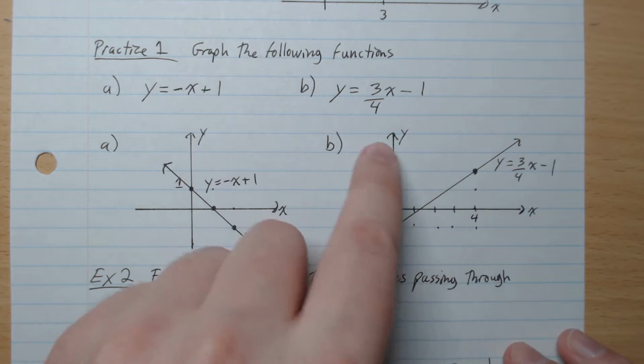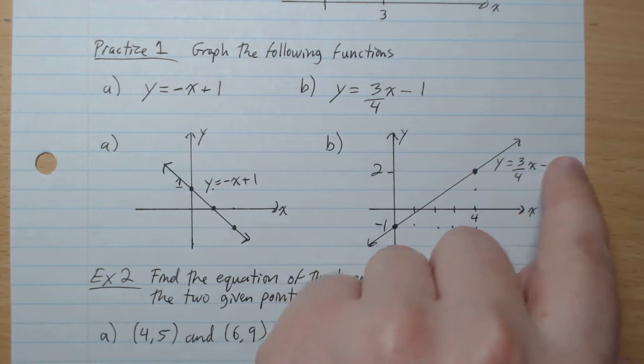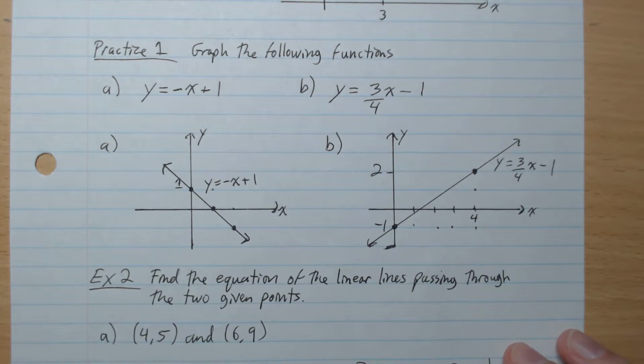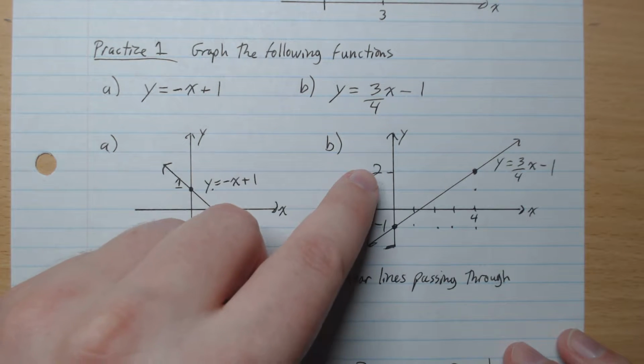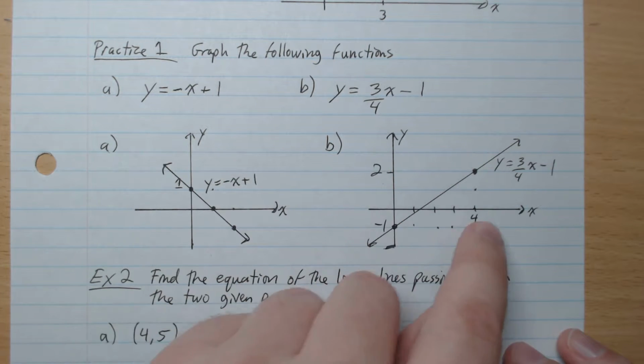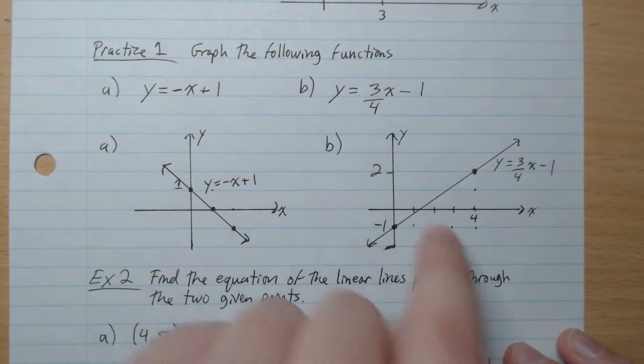Be sure to label the axis and write down the function beside the graph like that. And write down a couple key points. You notice I wrote down negative 1, 2, and 4 like that. These are the key values that we need to know for this graph.